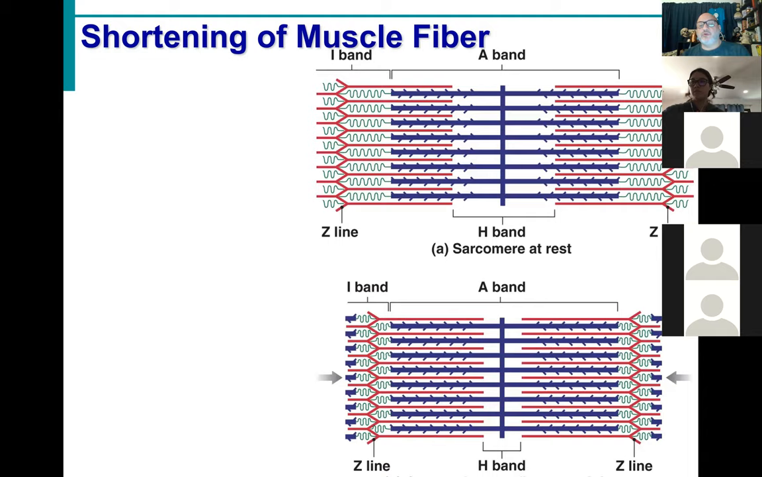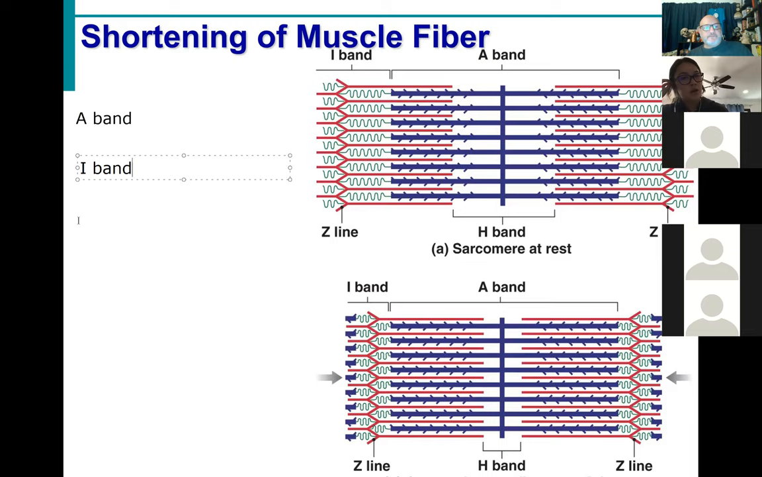But what we can see here is the effect that contraction has on our sarcomere. If you think about our sarcomere, it basically had five components, right? A band, what is the A band again? The dark band. And what determines the dark band? Myosin. Wherever there's myosin, that is the A band. And the part that doesn't have myosin, what do we call that? I-band. I-band, excellent.